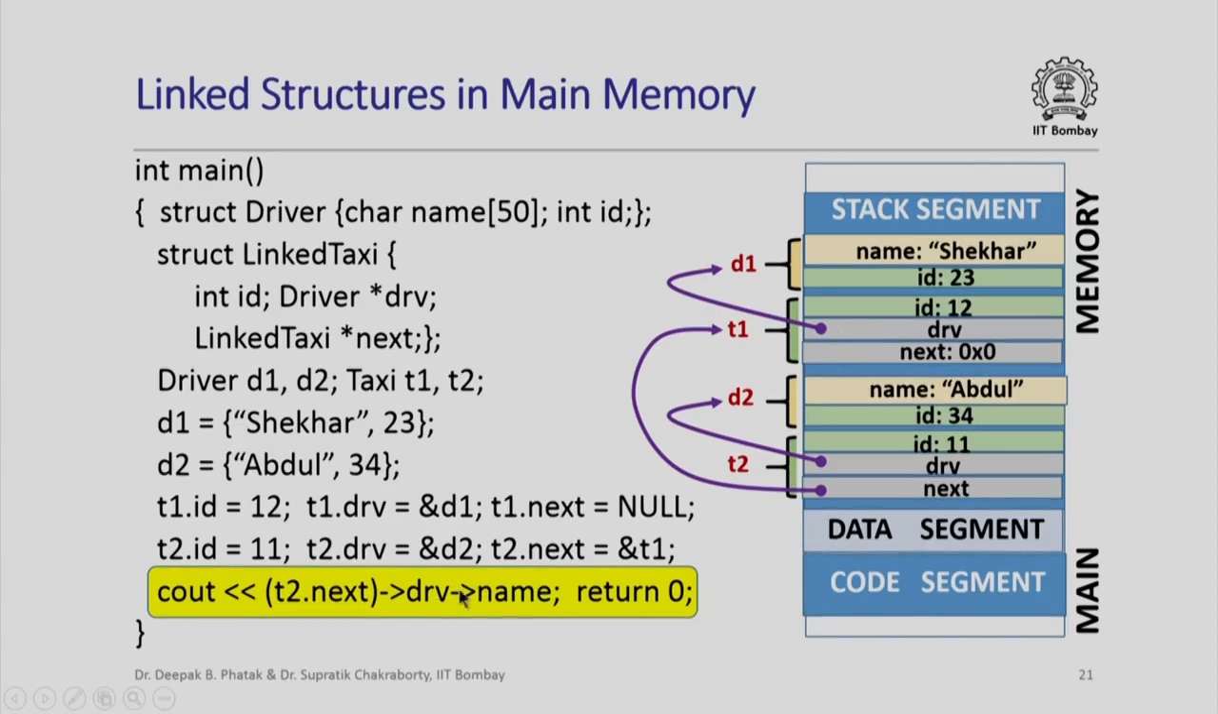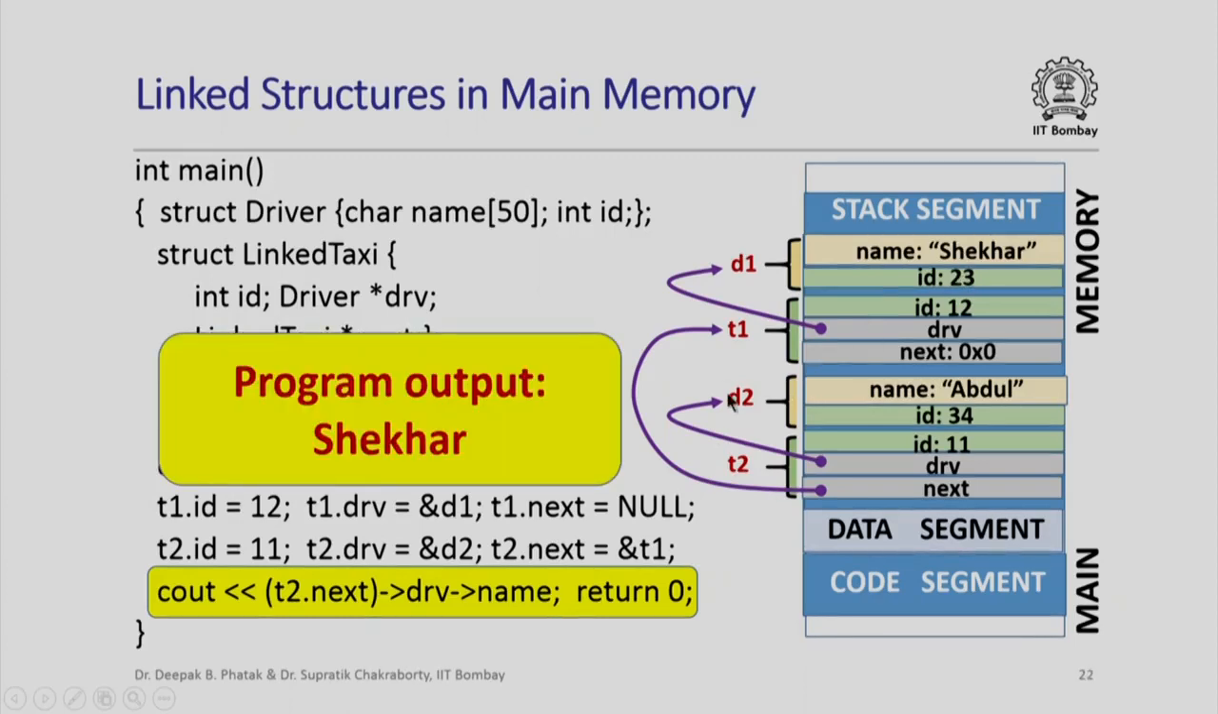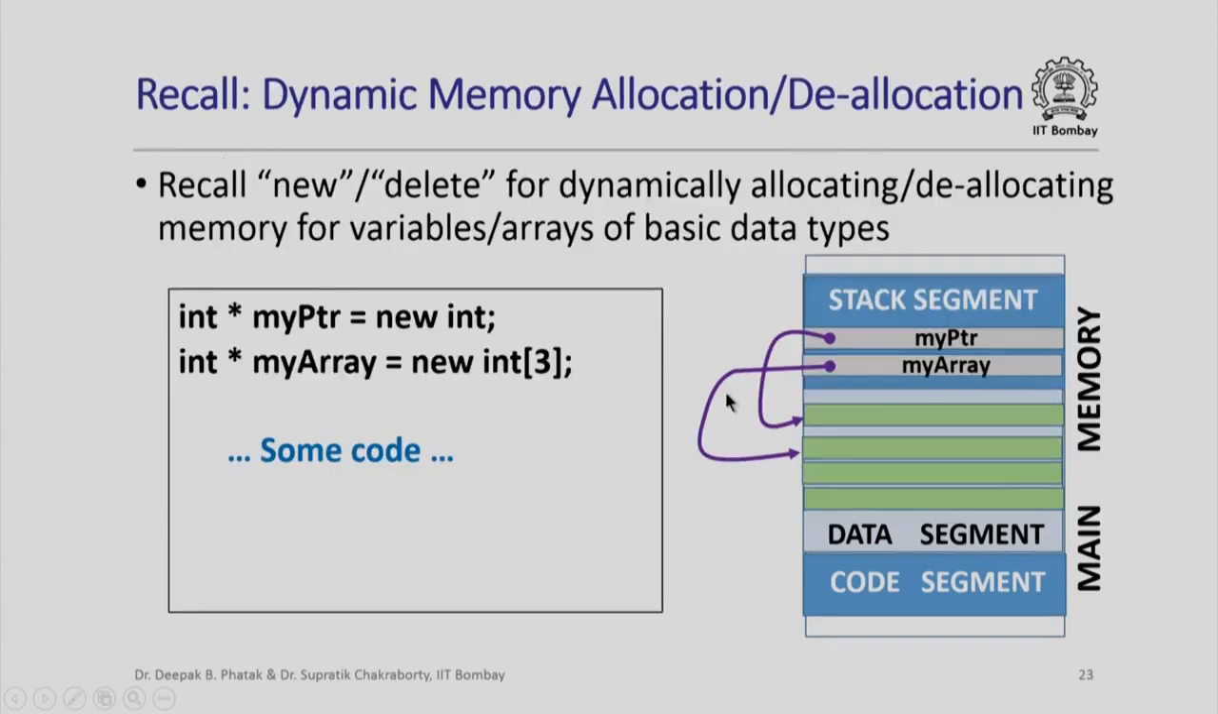So because of this arrow operator, we'll have to go to the object that the pointer points to, and we have to access the name field of that object, and there we get the string Shekhar, and therefore the output of this program is going to be Shekhar. Well, let us also see how dynamic memory allocation and deallocation can be done with structures.